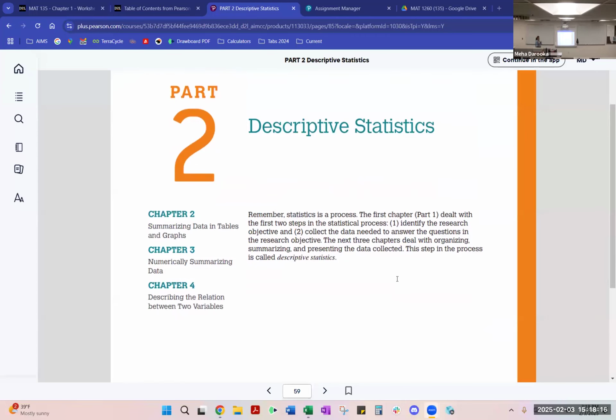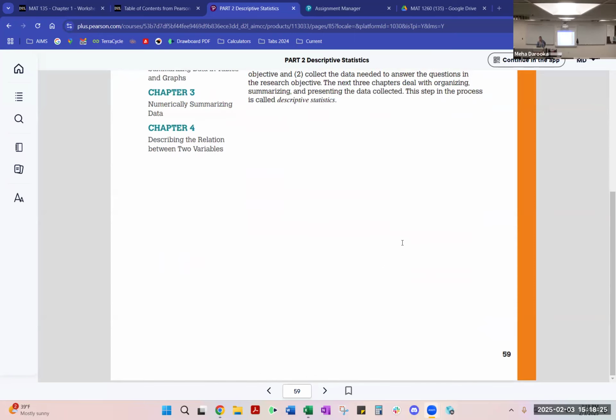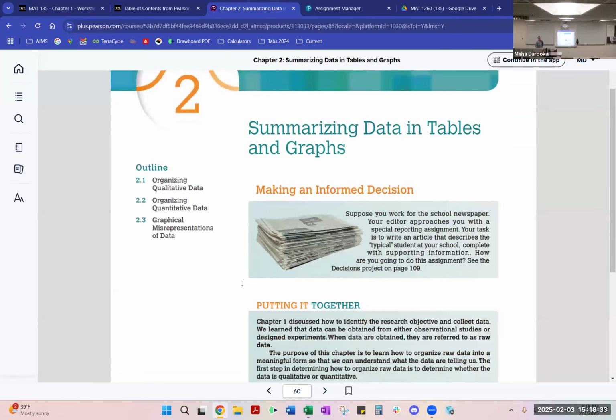Okay, guys, so we're getting into descriptive statistics here. We've kind of introduced the terminology and the concepts to you now. So now let's get into the descriptive part of this, and here we are talking about how to summarize our data into tables and graphs.